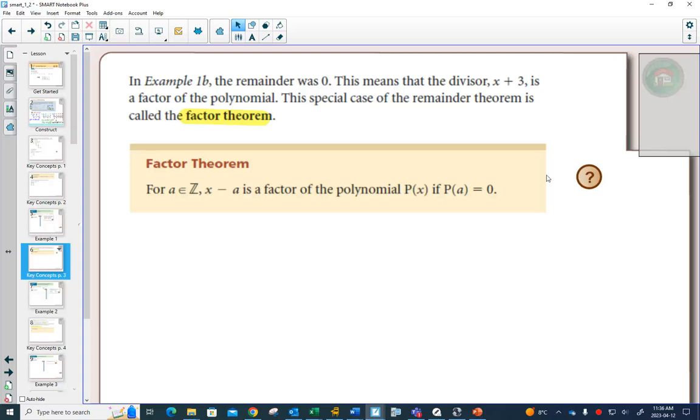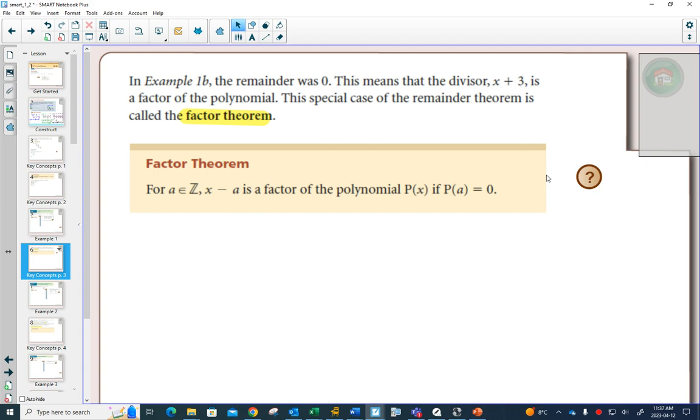Yesterday we learned the remainder theorem, which said if you plug in whatever value makes the factor 0, so if you plug in a into the polynomial, the answer you get is your remainder. And a branch of the remainder theorem is something called the factor theorem. It says if your remainder happens to be 0, if there is no remainder, that means that that is an actual factor.